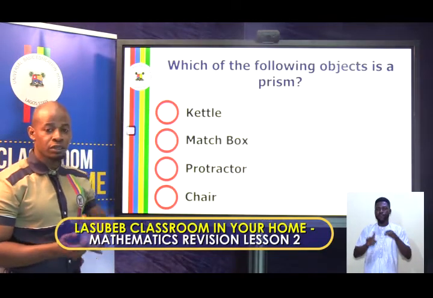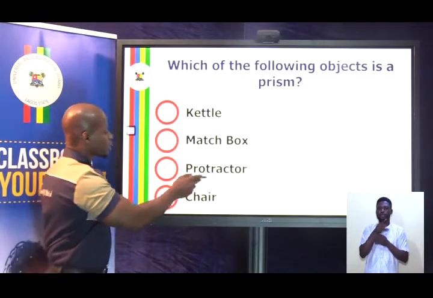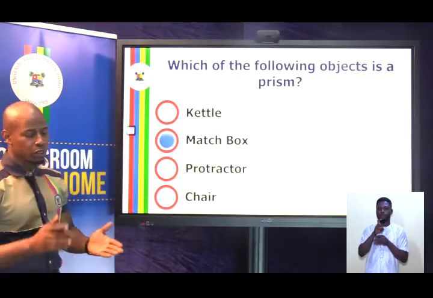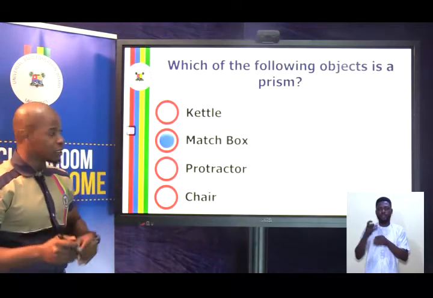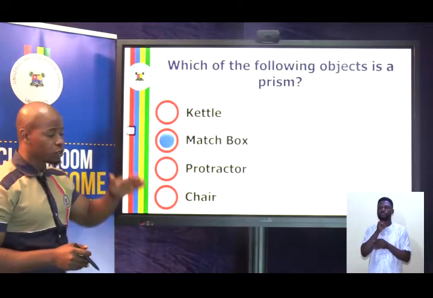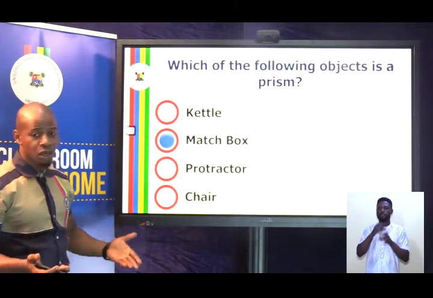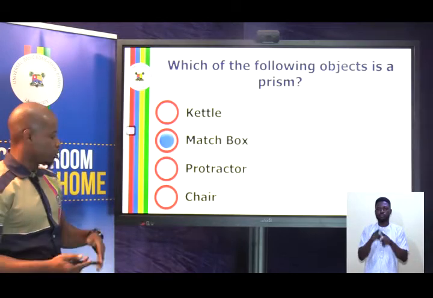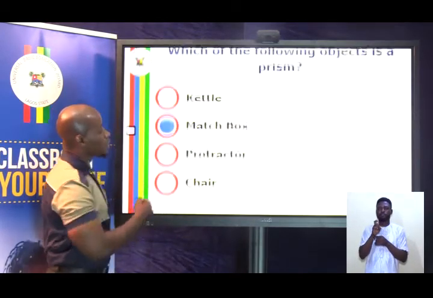Remember what a prism is? Flat top, flat bottom, straight body. Now, the correct answer here should be a matchbox, because a matchbox has a rectangular top and rectangular base, and the sides are straight. A kettle, no, the bottom and top are not the same. A protractor is flat, so it's not even a prism to begin with. And a chair is not even a regular shape, you know. So the correct answer is a matchbox. It's a prism.